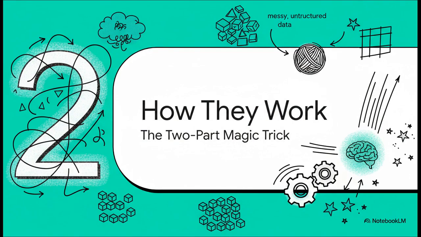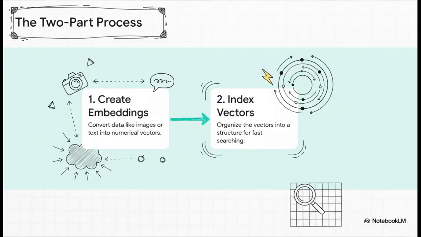And this is where vector databases come swooping in. They basically perform this brilliant two-part magic trick that allows computers to finally make sense of all that messy, unstructured data. The whole process really boils down to just these two key steps. First, you create this thing called a vector embedding. And second, you index all of those vectors so you can search through them at lightning speed.